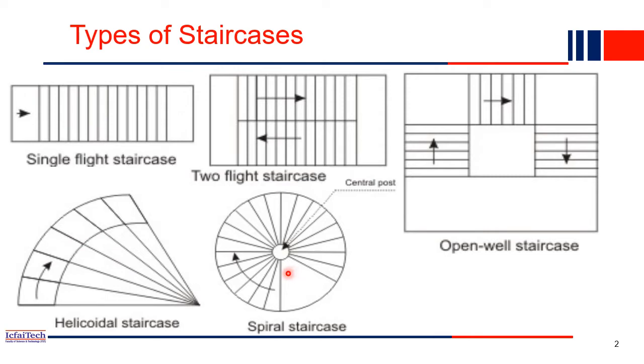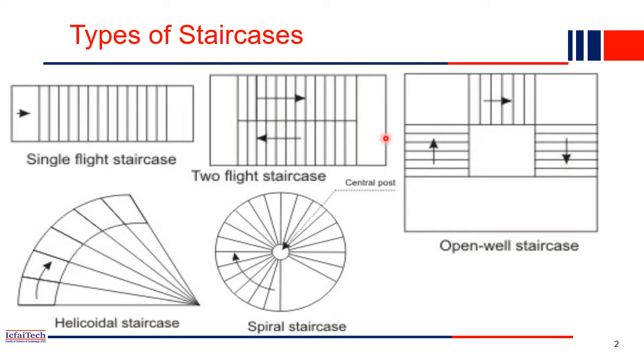Then we have the spiral staircase, where in the middle you have a center pole and the stair simply rotates and goes up. When you have very little space for the stairs, you can go with the spiral design because it takes minimum space. But again, the comfort in a spiral staircase won't be as much as in a two flight or single flight staircase. So these are the five different types of staircase which we see in our day-to-day life.